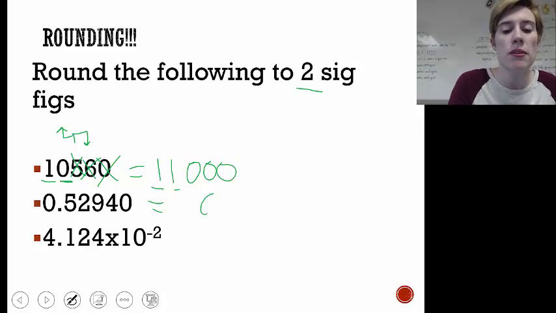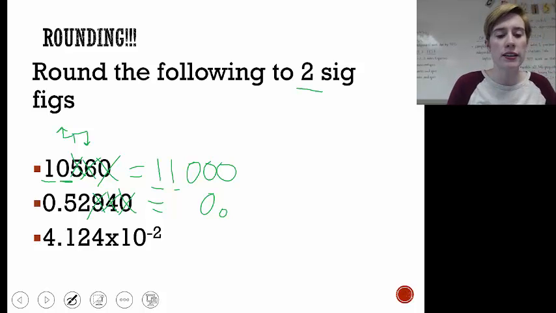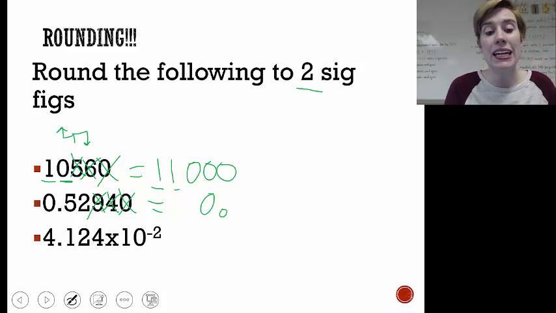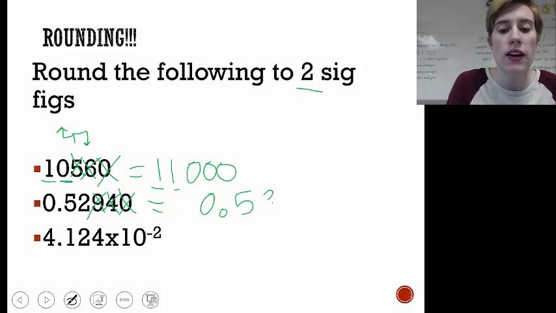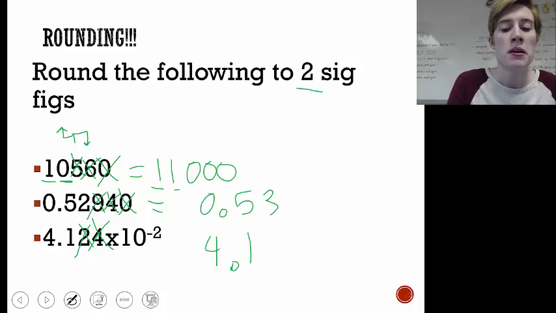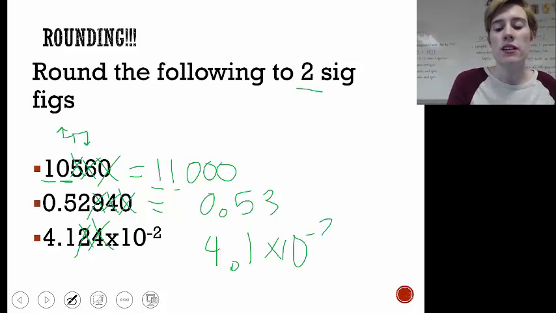For this problem, if I want to round to 2 sig figs, I want all the rest of these values gone, right? But since this last number that I'm taking off is a 9, I actually need to round this to 0.53. This one, if I only want 2 sig figs, I want to take off the 2 and the 4. The 2 is less than 5, so I can leave it at 4.1 times 10 to the negative 2.